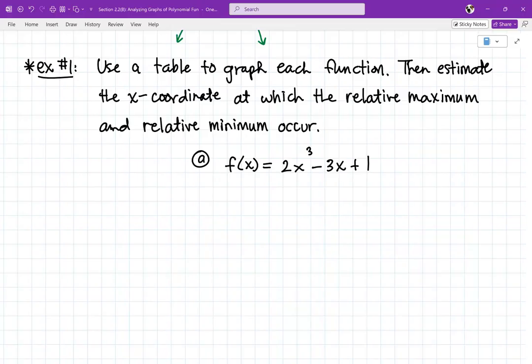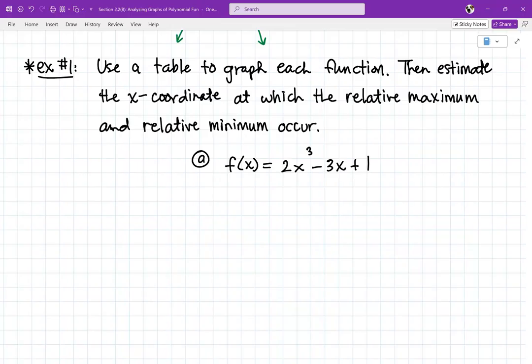So go ahead and write this out. It says example number 1, use a table to graph each function. So we've done that already multiple times. Then estimate the x coordinate at which the relative maximum and relative minimum occur. So notice it doesn't say solve. After we graph it and I give you the answers, I'm going to go on Desmos and check to see how close I am.